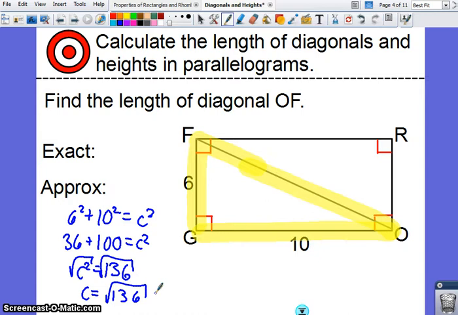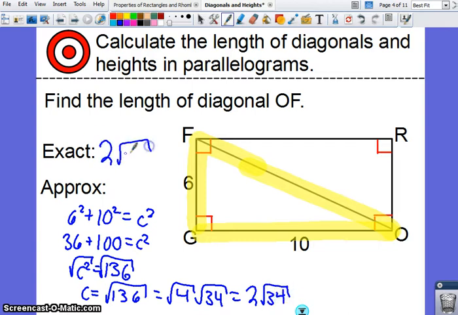Now I think there are some numbers that will come out of 136. And 4 is one of them. 4 times 34. So to get the exact answer, the simplified radical, I'm going to need to break this into the square root of 4 times the square root of 34, which is 2 times the square root of 34. So that is my exact answer.